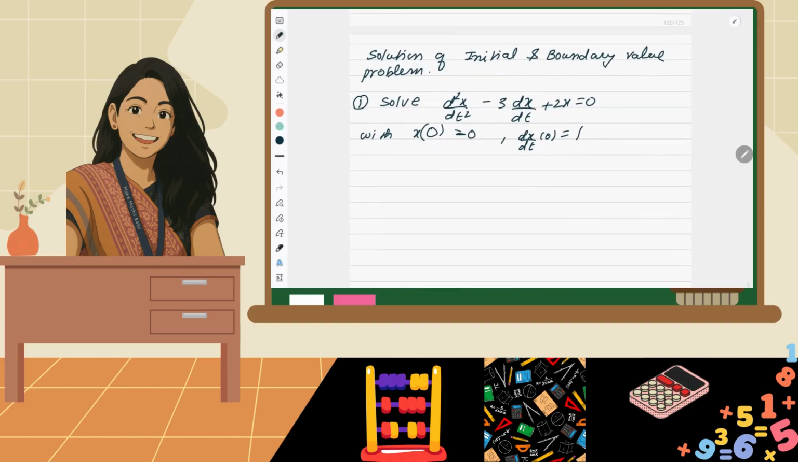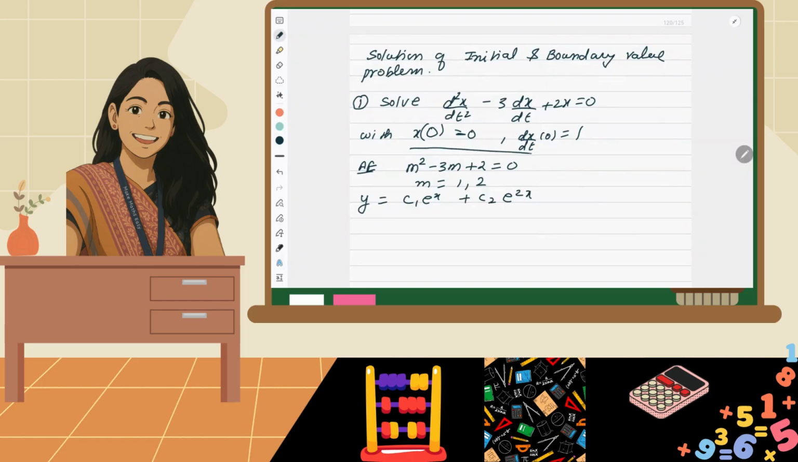Okay, now come to the next question. The next one is the solution of initial and boundary value problems. Means the same thing, but they are giving the initial conditions. So you have to use these conditions and get the values of your constants c1 and c2, and substitute them. So now let us do this first question. What is the auxiliary equation here? The auxiliary equation is m square minus 3m plus 2 is equal to 0. So your m is equal to 1, 2. Correct? So your y is equal to c1 e to the power x plus c2 e to the power 2x.